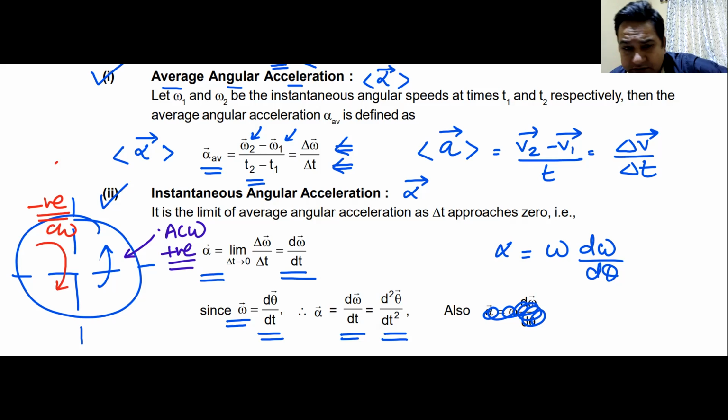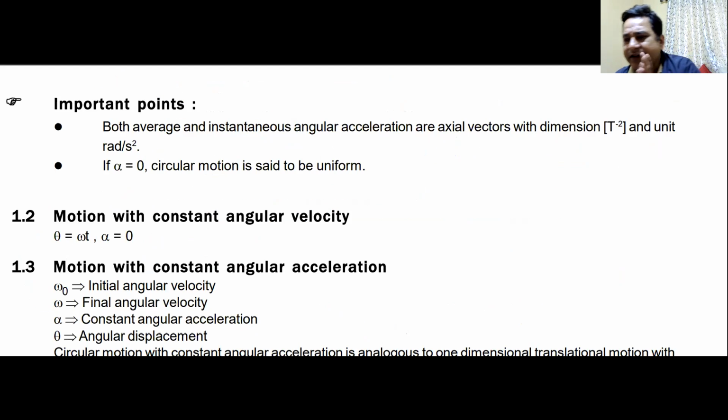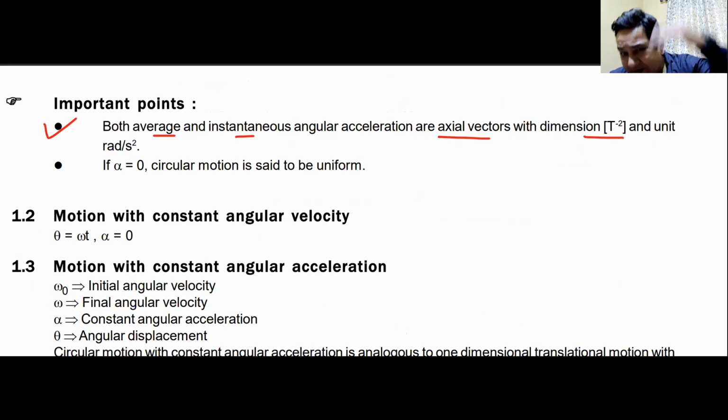I hope you have noted this down. Then there are some simple points that you can note down for angular acceleration. Both average and instantaneous acceleration are actual vectors. The dimension is 1 by t squared, t raised to the power minus 2, because it is omega divided by t. Omega is 1 by t, so it is 1 by t squared. Unit is radians per second squared. Omega is radian per second, so angular acceleration becomes radians per second squared.